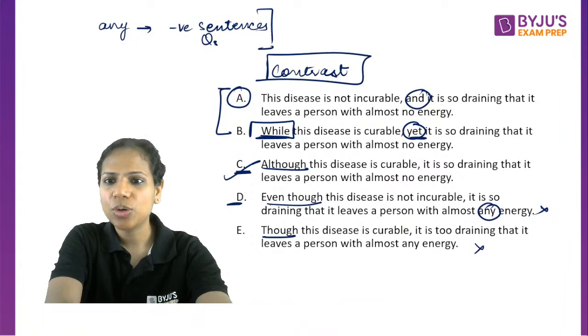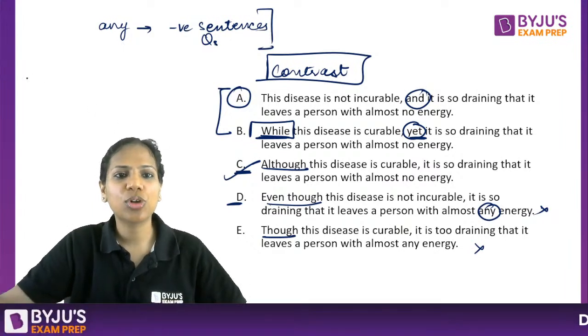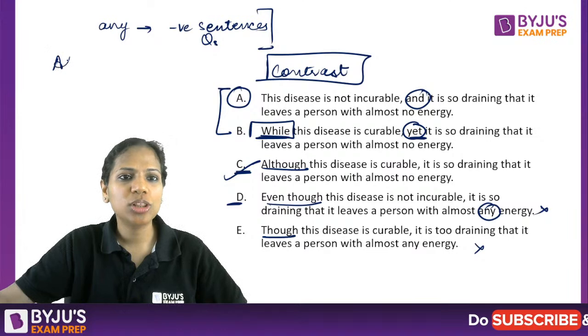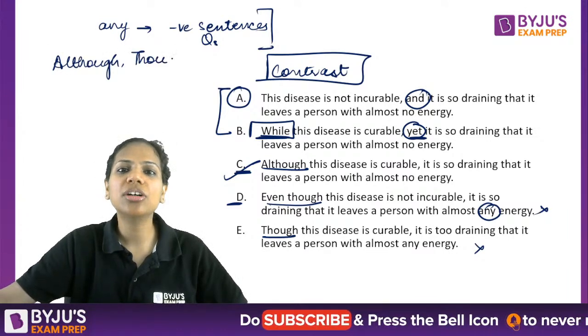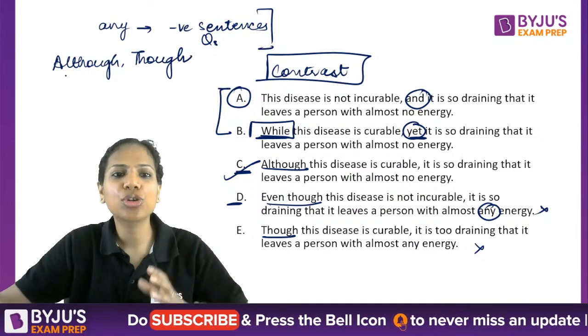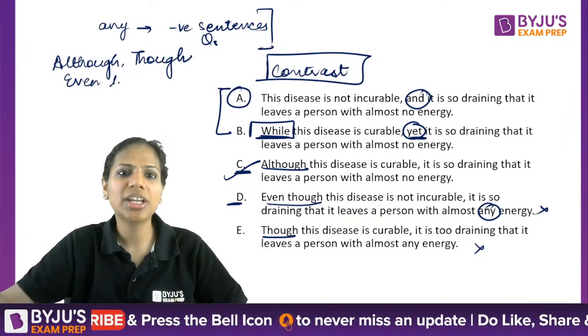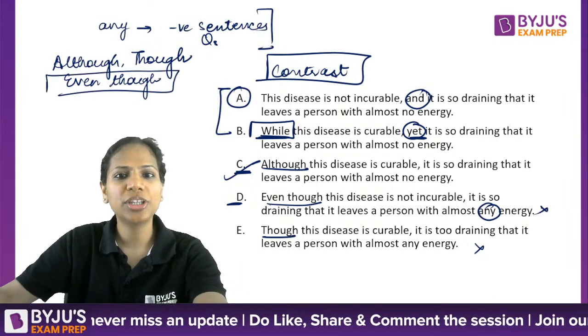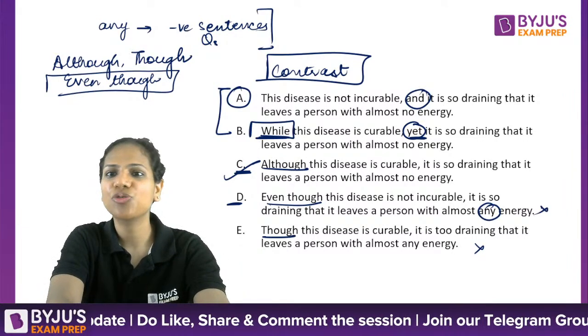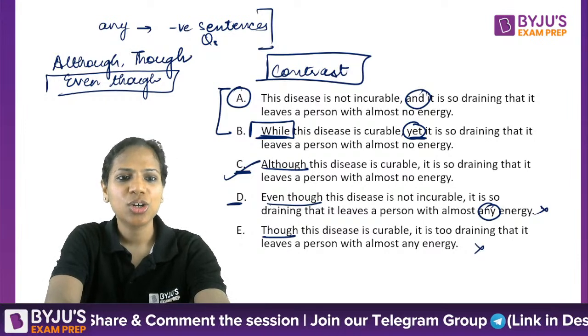Now, yesterday a question was asked, what is the difference between although, though and even though? Although and though are the same, okay? Even though has a stronger tone to it. It's more forceful. Even though, you are emphasizing the contrast. That's when you say even though. Although and though are the same in terms of meaning. Right? Hope this is clear.